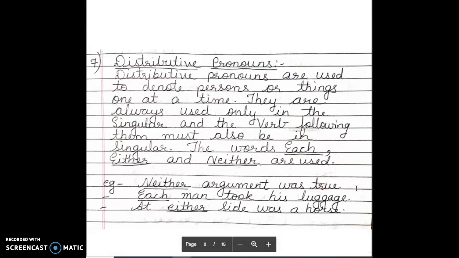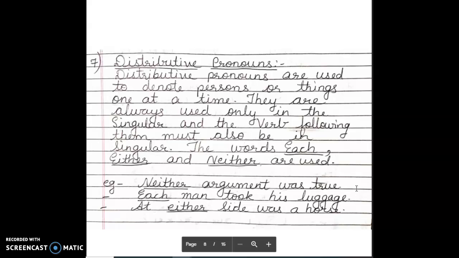Now, next is distributive pronoun. As the name indicates, we talk about distribution. Now, distribution is done to each and every one, right? So, distributive pronouns are used to denote persons or things one at a time. Give chocolates to each of them, right? Either of the cars can be used. Either of the trousers can be bought. Neither of the cars is working.